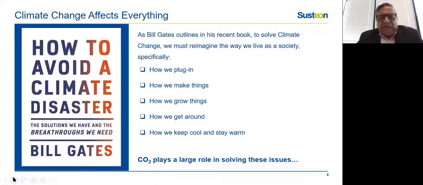In this book, the way Bill Gates organizes the technologies is into five sectors. How we plug in, meaning how do we produce electricity, which is important for the chemical industry, because there is a lot of talk about electrifying chemical processes rather than using natural gas or other heating media, which generates CO2. How do we make things, that's bread and butter for the chemical industry, whether we're making ethylene, propylene, ammonia, or concrete or cement? How do we grow things, where ammonia and the fertilizer industry become very important? How do we get around, the fuels? Still, most of our transportation sector is dependent on fossil fuels, and they are big emitters of CO2. And how do we stay cool and stay warm? I think this hits a lot of touch points where the chemical industry really plays in.